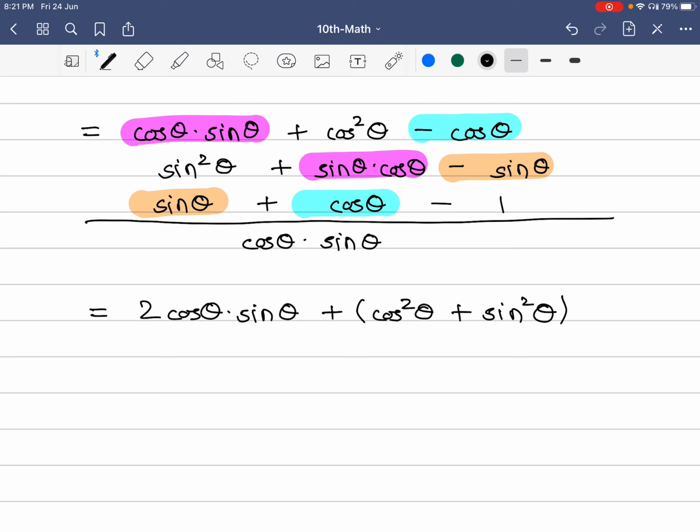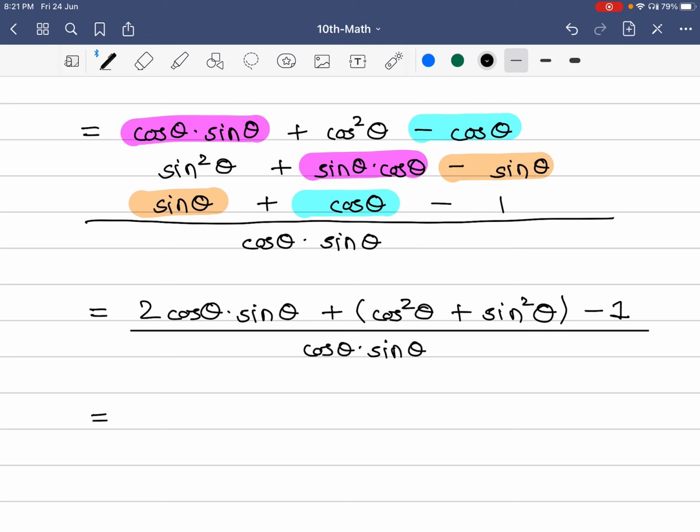Then we have minus cos theta plus cos theta, so they get cancelled to each other. And then we have minus sin theta plus sin theta, they also get cancelled to each other. And the last term which is remaining is minus 1. Don't forget this. This is the minus 1. So I'm going to write here minus 1. And then we have our denominator, which is cos theta into sin theta.